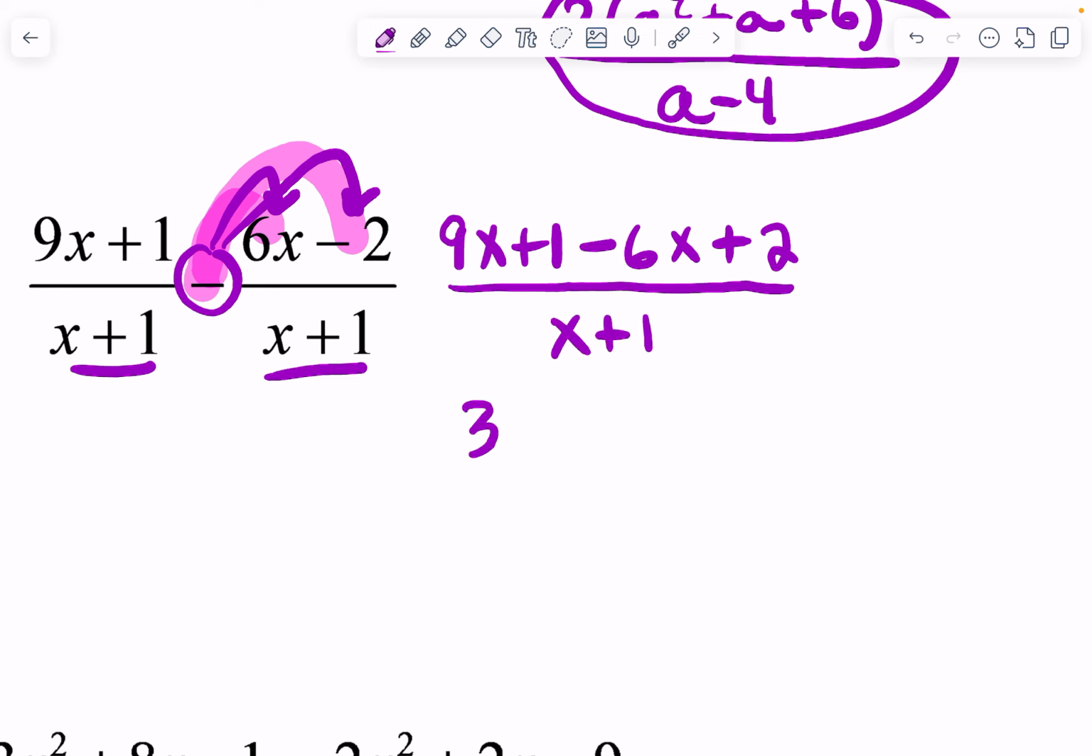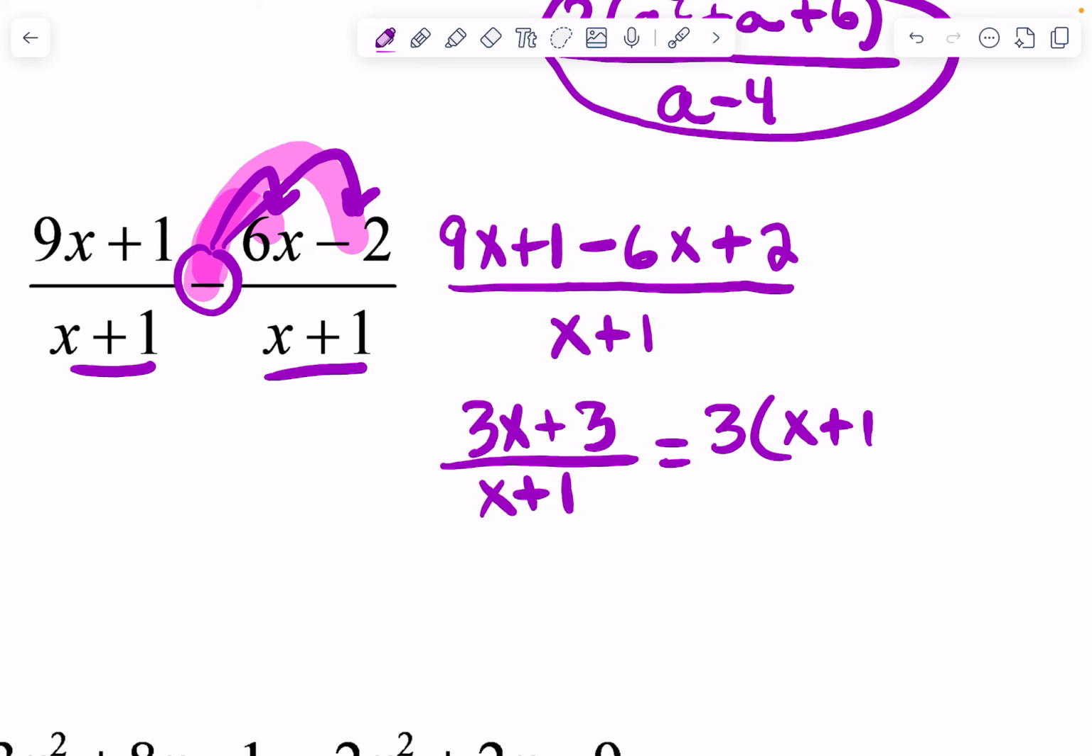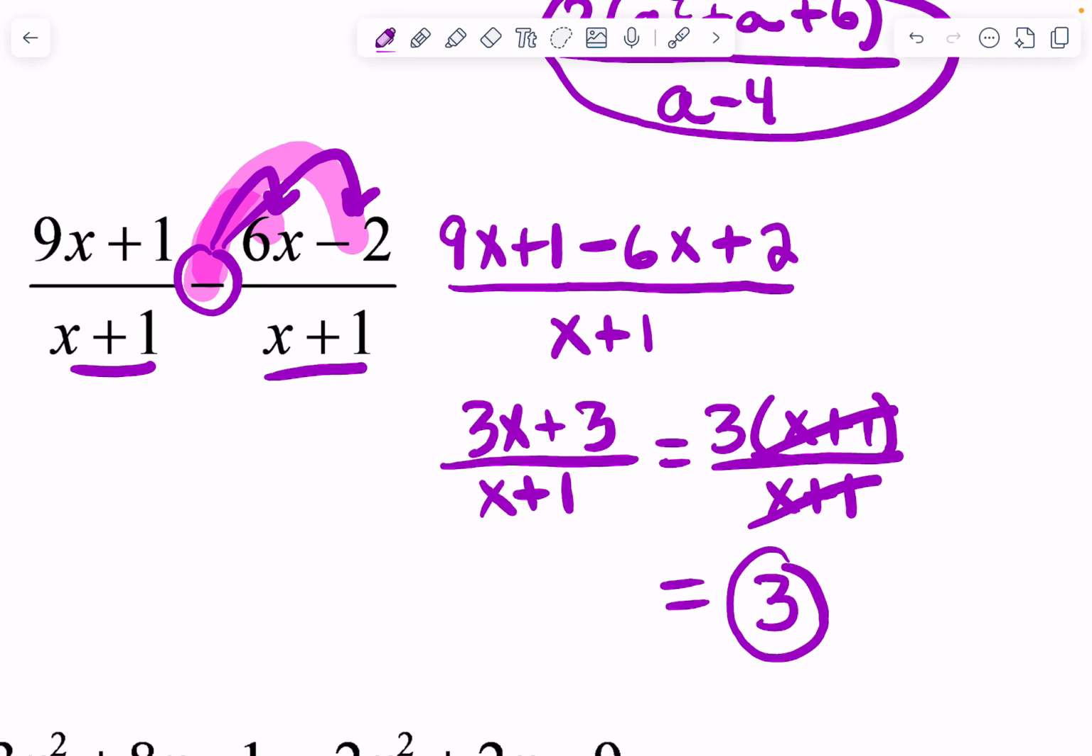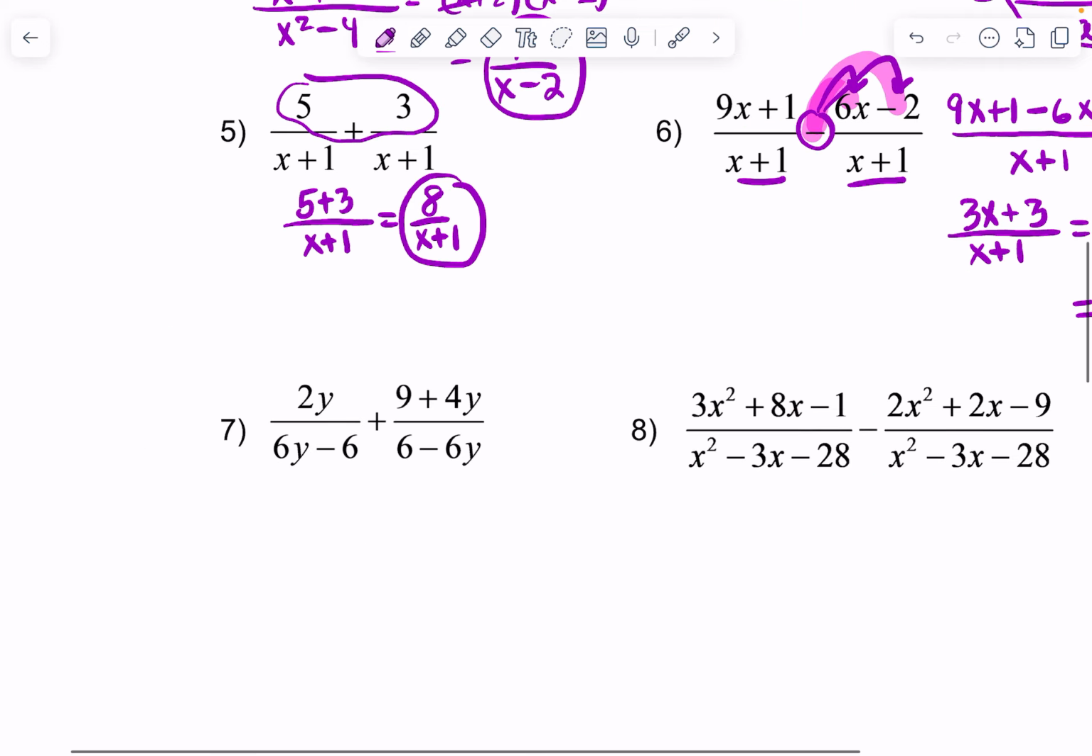So now I've got 3x plus 3 over x plus 1. I can factor out a GCF of 3 in the numerator divided by x plus 1. And now I can cancel out the x plus 1 in the numerator and the denominator. And my answer is 3. All right, let's go.